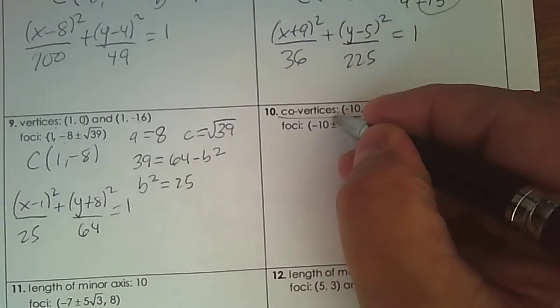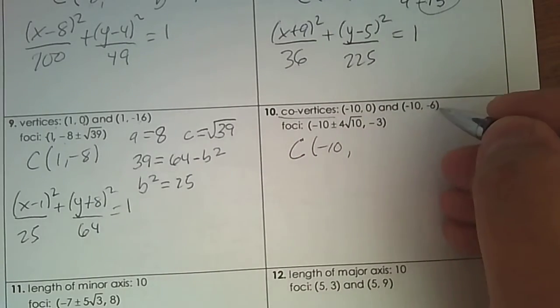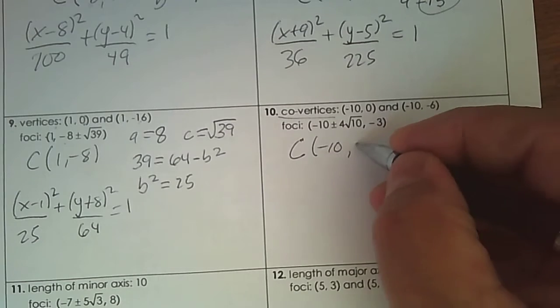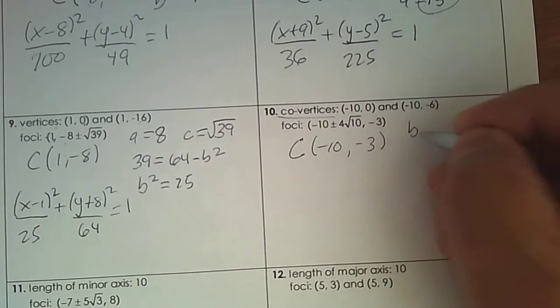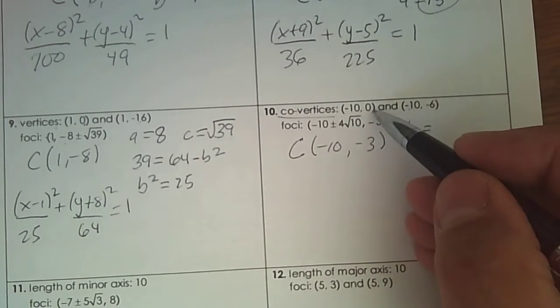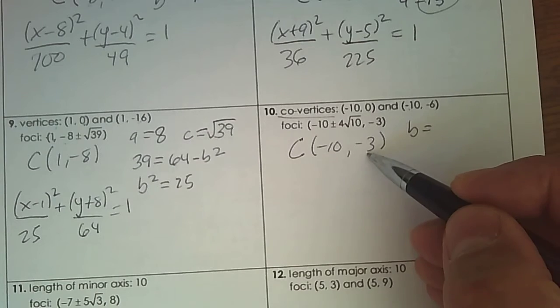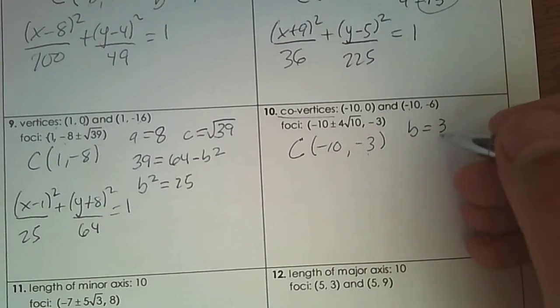So those are minor. So first of all, the big C center. That'd be at -10 and divide by 2, and that's -3. That's the center. The B from the co-vertices, if I look at what changed, it's the y coordinate that changed. So y coordinate to y coordinate, that distance is 3. So what I need to find is A. So the formula would be c squared.